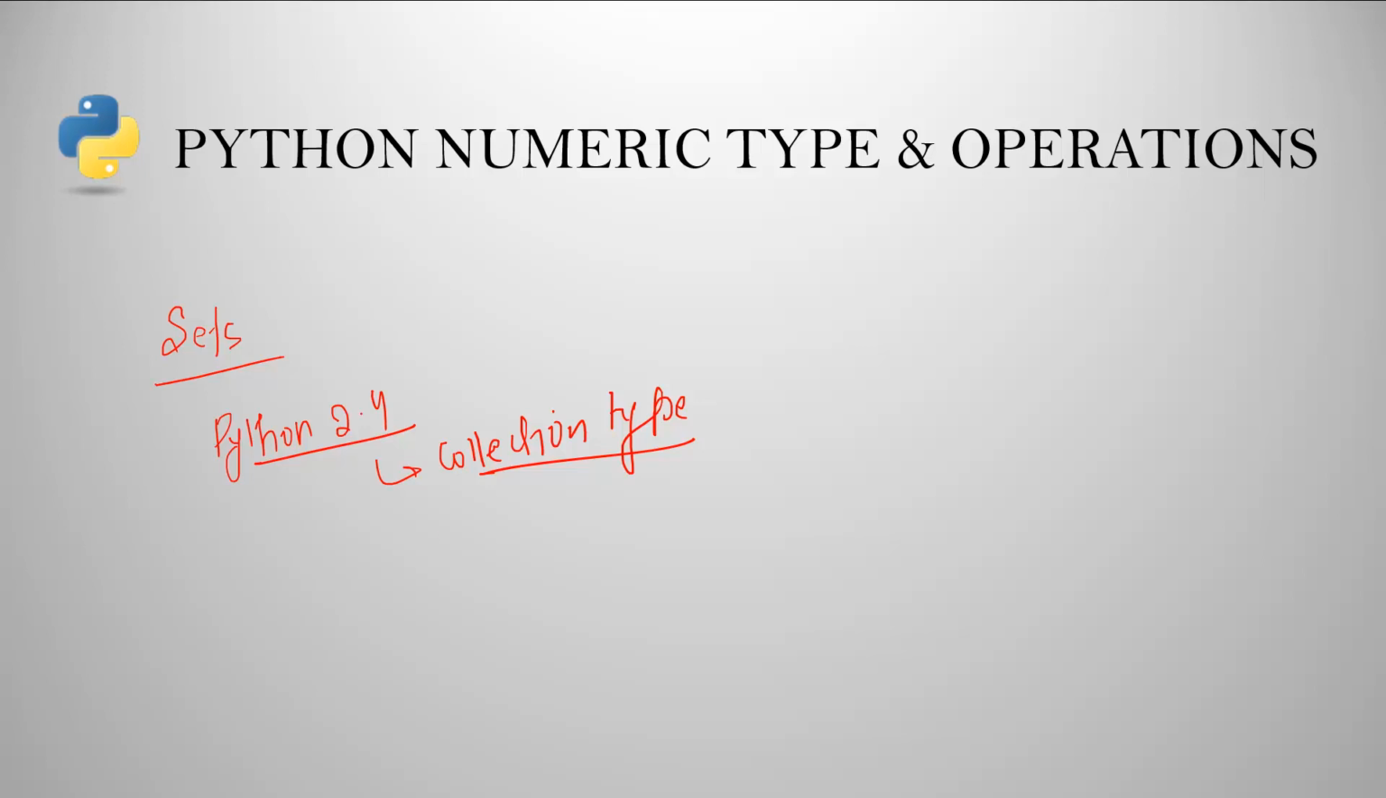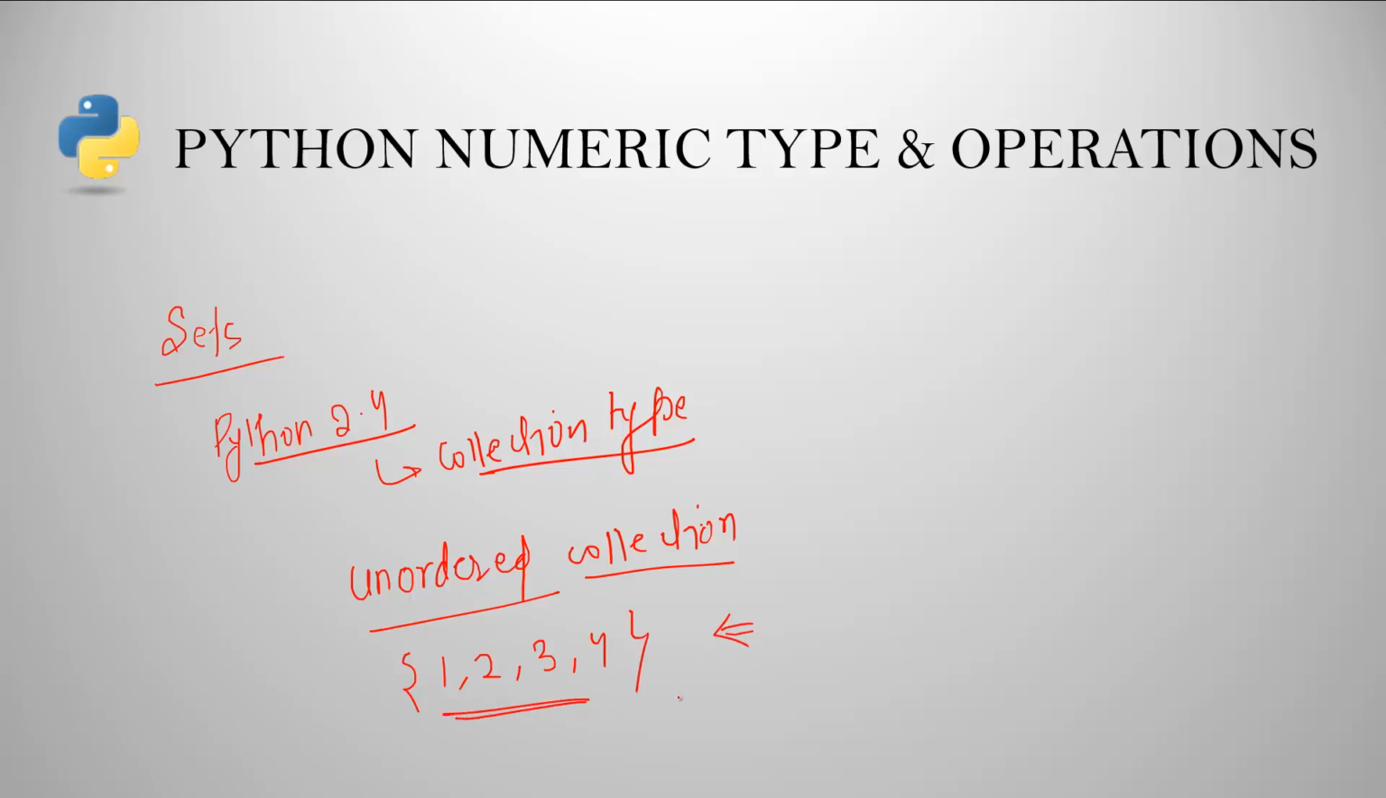In sets we have called it an unordered collection. So what does unordered mean? Unordered means if we create a set and print it, it doesn't mean that every time it will give the same result. Next time you can see a different result. The elements inside the set will remain the same, but their order is not defined.